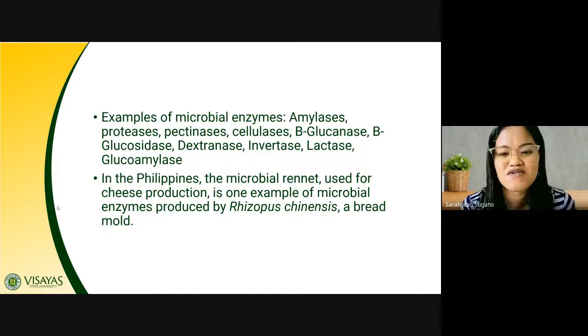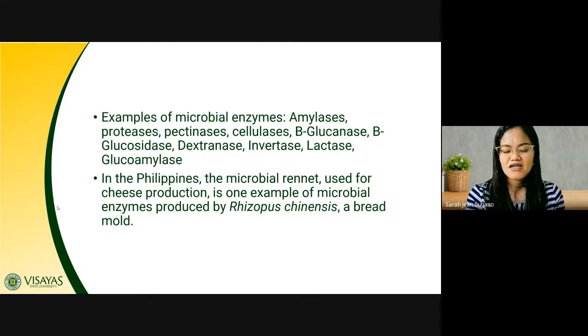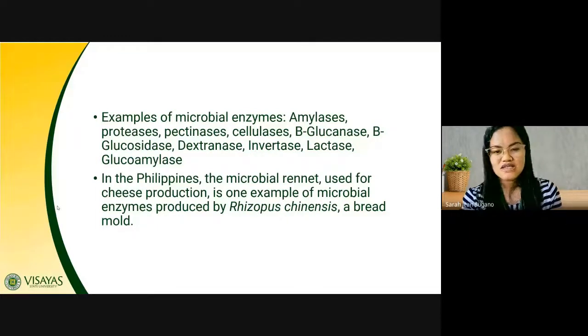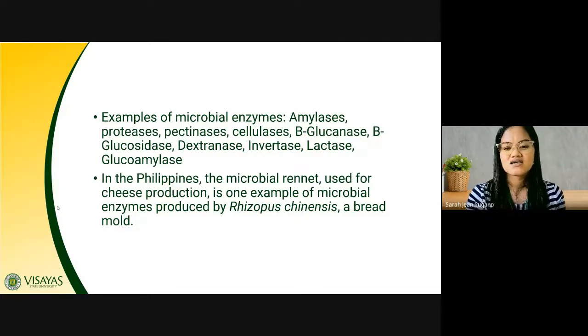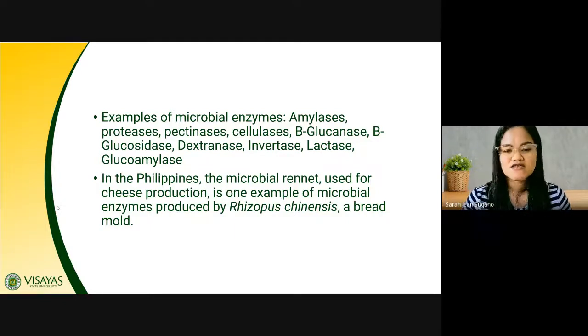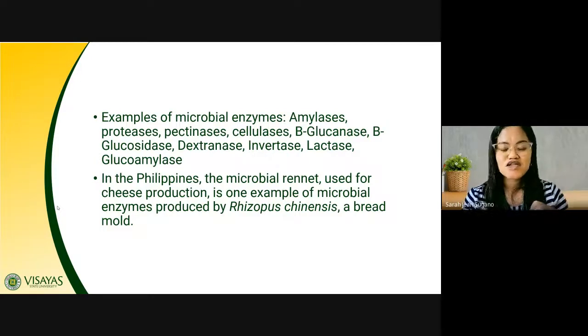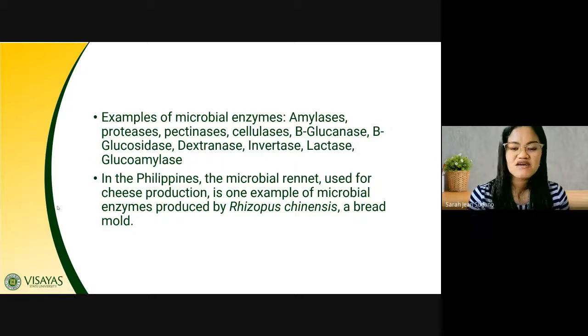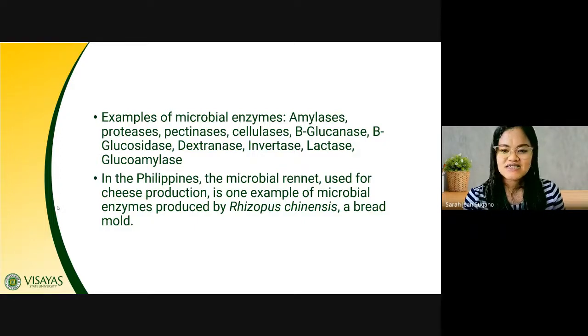So this is the alternative product because rennet has to be extracted from a mammal. The concept is the same as with insulin. Microbial rennet is already available commercially, but rennet is really expensive when it comes from animals or mammals because of the many processes involved. That is why Professor Susana Mercado paved the way for the discovery of microbial rennet that is produced from Rhizopus chinensis, which is a bread mold.